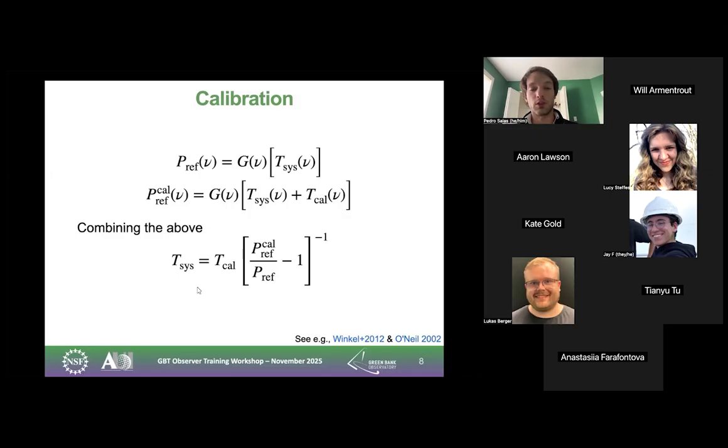We see that the system temperature is then equal to the temperature of this known source of power times the ratio between the things we measure in this form, right? And the whole trick here is that we can measure this Tcal value, or the temperature of the noise diode, either in the lab or using a source of known flux density. So then we can solve for the system temperature and put that back into our previous equation to get the antenna temperature, which is what we care about.